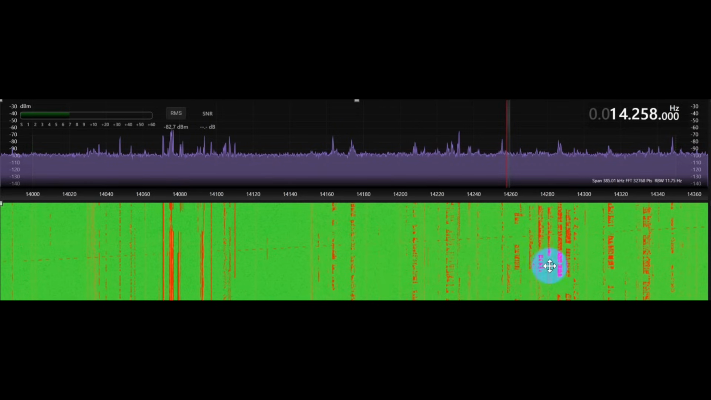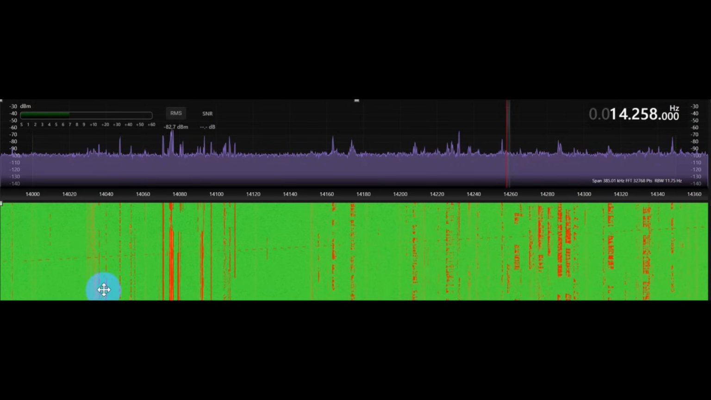These are all single sideband signals over here. All this is pretty much Morse code. Right in here we get our FT8 and related modes. Okay, so they're really going to town in there. Now, this is what brought the question up.